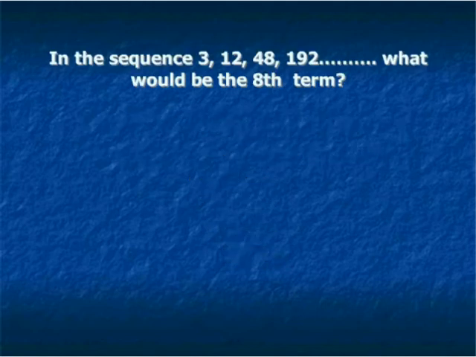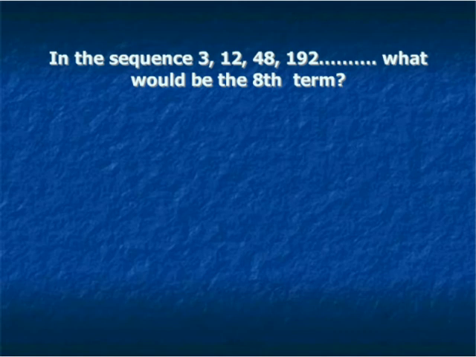You can also encounter a sequence which involves geometric or exponential growth. Now, this is a sequence which involves a ratio between consecutive terms. You might find this in a population type problem, for instance, or one like this, where you have a sequence of 3, 12, 48, 192. What would be the value of the 8th term?